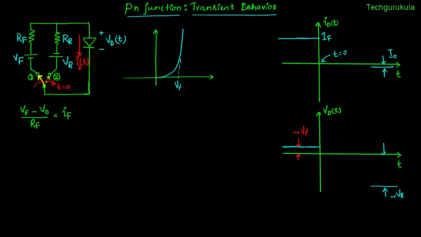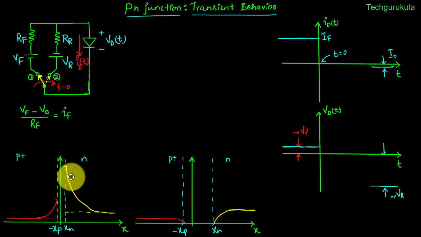To understand that, we need to see how the minority carrier concentration distribution is inside the diode for these two steady state conditions. When the diode is in forward bias and in steady state, the minority carrier concentration distribution would look like this, where the yellow curve represents the hole concentration on the N side and the red curve represents the electron concentration on the P side. And when the diode is reverse biased and in steady state, this is how the minority carrier concentration distribution would look like, where again the yellow curve represents the hole concentration on the N side, and the red curve represents the electron concentration on the P side.